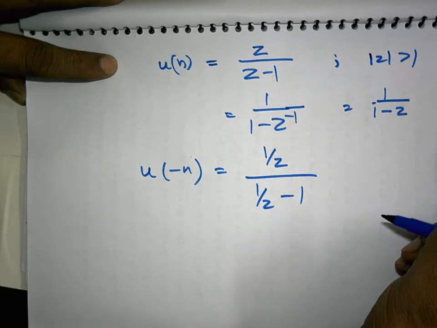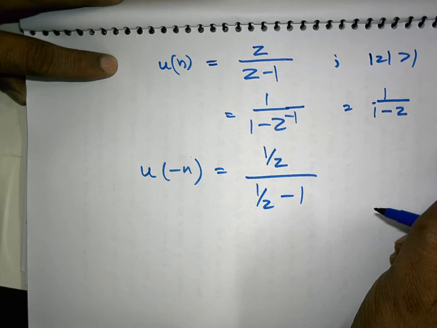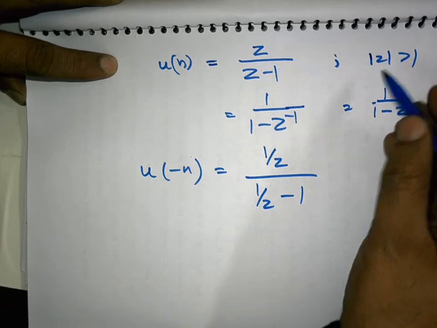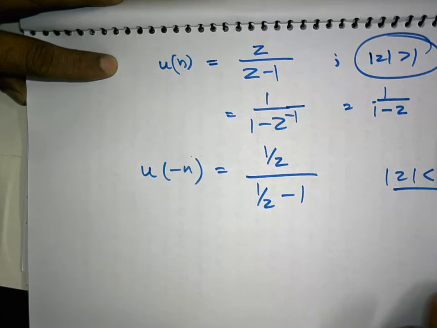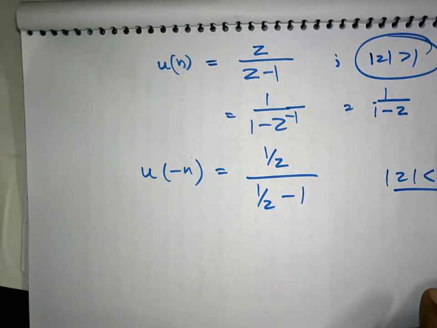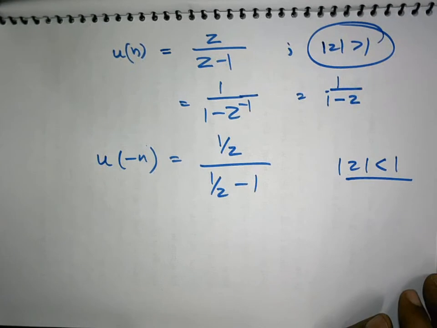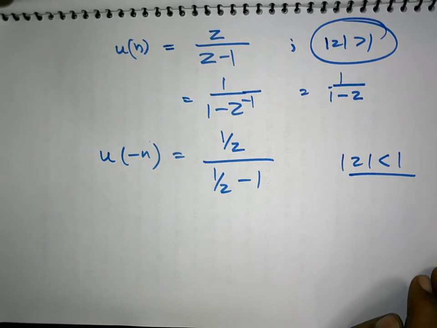So, this way you can directly find out the z transform of the folded version of the signal, and the ROC will also reverse. Mod z will now be less than 1. So, this way by using properties you can very easily evaluate the z transform of some unknown signals, if the z transform of some standard signals are known to you.